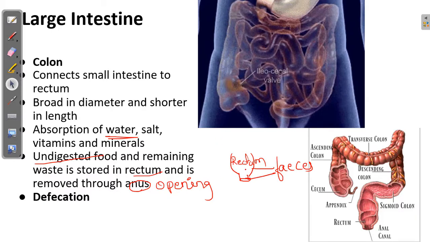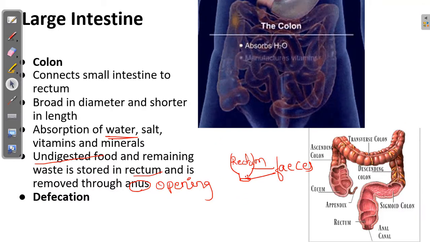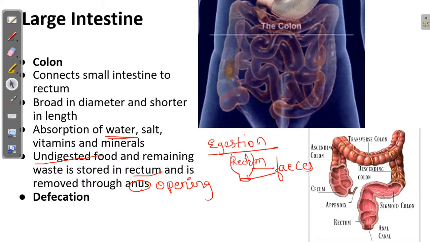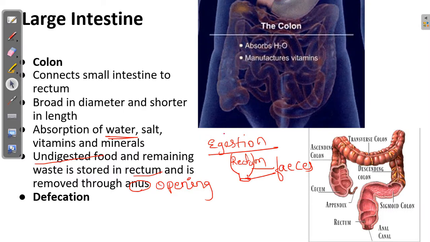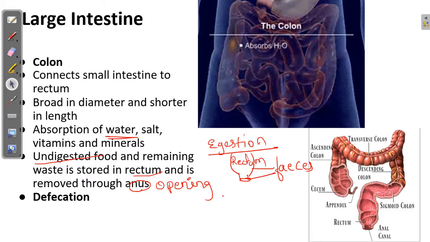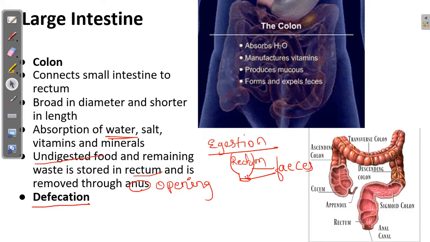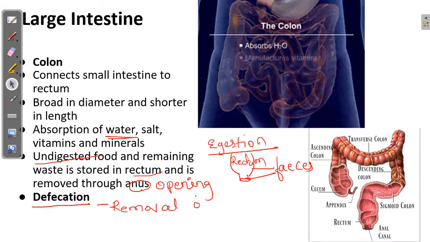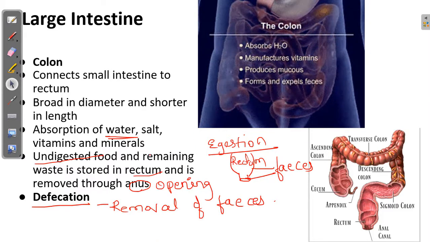And this excretion of the undigested material out of the body comprises the last step in our process of nutrition, that is egestion. So what is egestion? Remember, egestion is basically excretion of undigested material out of the body through the anus. It is also called defecation. Defecation means removal of feces. What is feces? The undigested material present in the rectum.